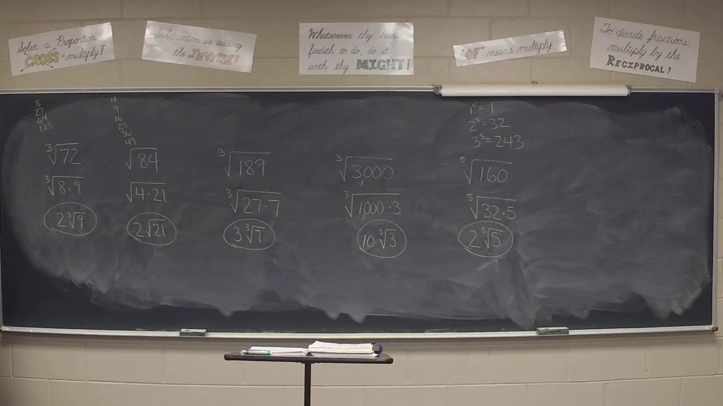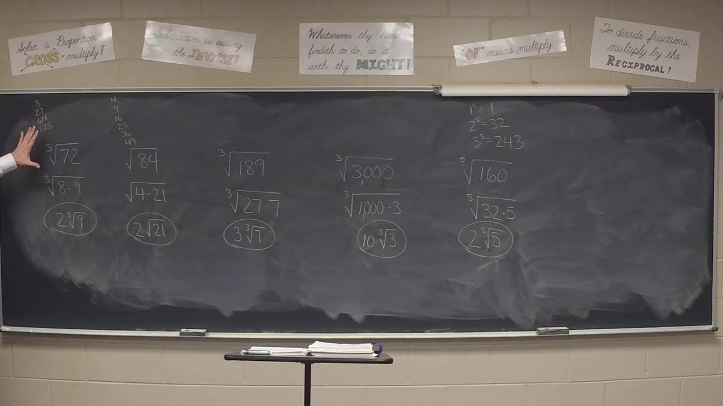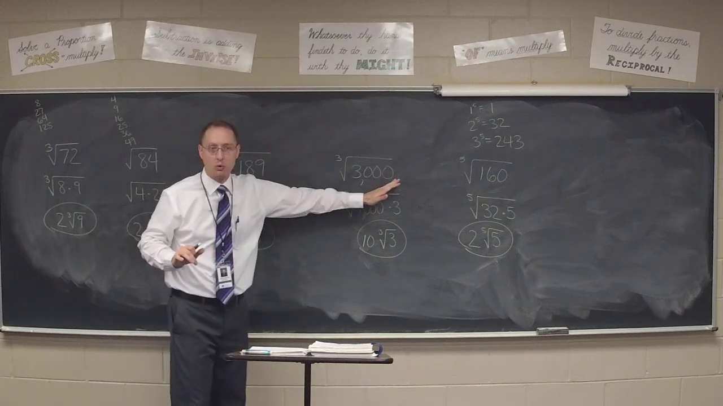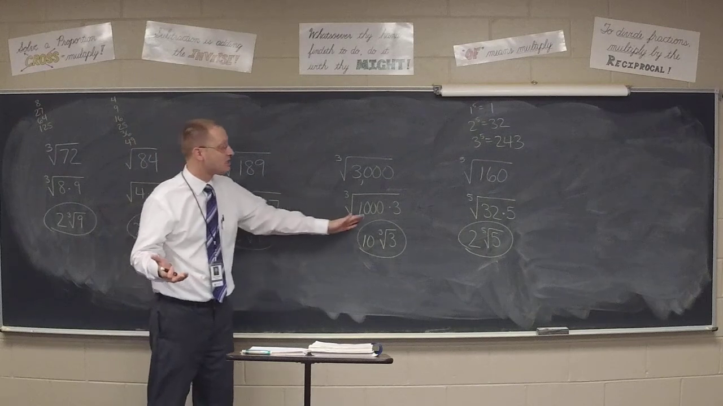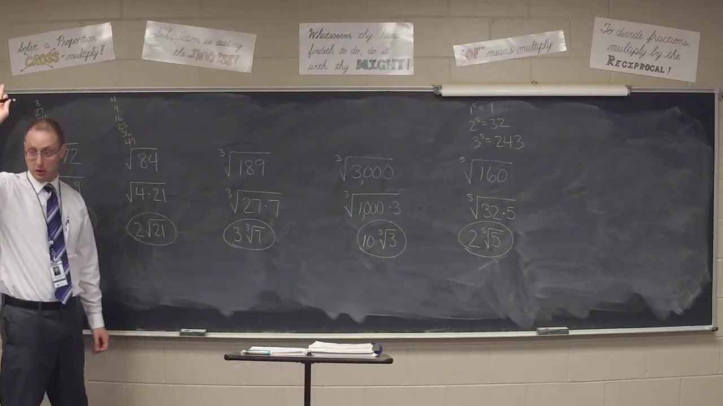Questions on that one? On the fourth, if you made the whole list of cubes, you would have been fine. But hopefully, as you saw 3,000, and it's a cube root, you thought of 1,000 times 3 to get 10 times the cube root of 3. How many had that for the fourth one?